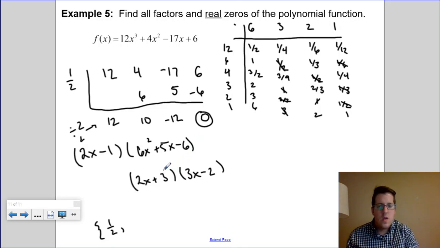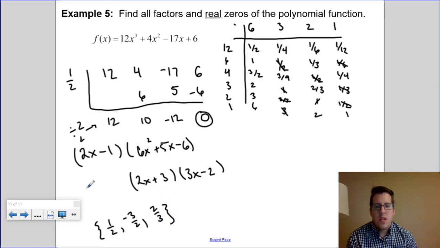So this factors into 2x plus 3 times 3x minus 2. So our other zeros are -3/2 and 2/3. Our complete factorization is those things times 2x minus 1.